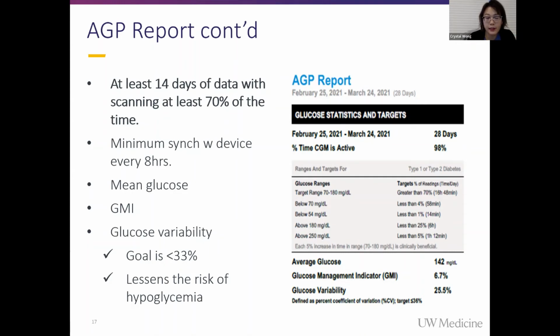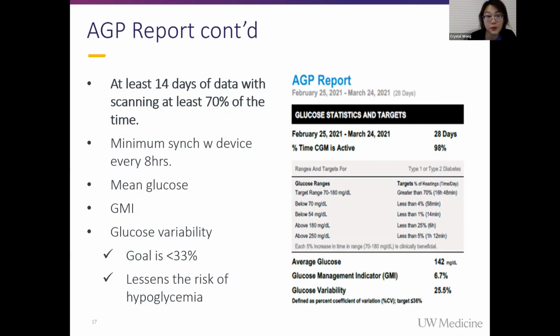So the biggest thing I think you're going to look at here is the GMI, and that's basically a calculated A1C. If you had an A1C that was based on just the values of this report, that's the GMI. So that would be the A1C basically. You can see in this example, the GMI is 6.7. So the data enclosed in this report would equate to an A1C of 6.7.